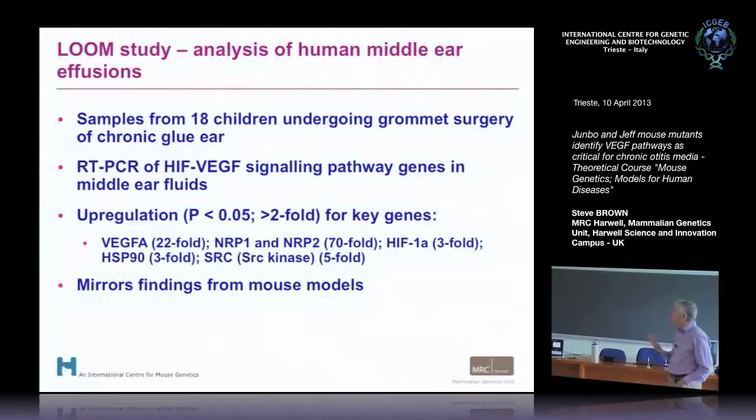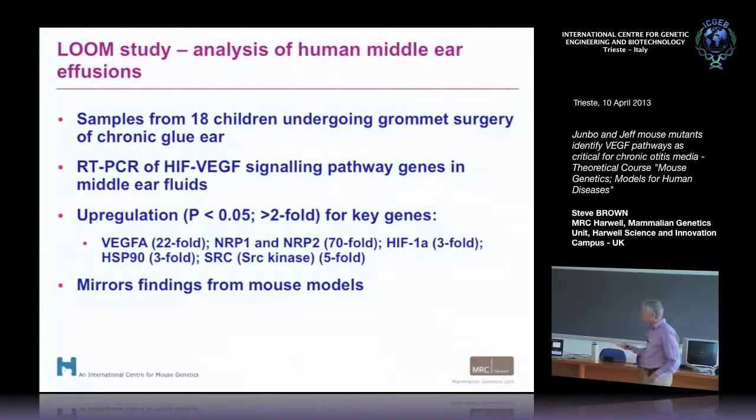But children that are undergoing grommet surgery is an opportunity to take the effusions out of these kids' middle ears, to look at the exudate and ask the question, what's happening to changes in transcript levels and protein levels in the middle ear exudates? So in fact, we've been doing RT-PCR of all of the genes that are in the HIF-VEGF signaling pathways in middle ear fluids of children who are undergoing grommet surgery for chronic otitis media.